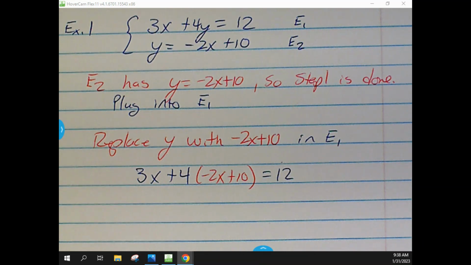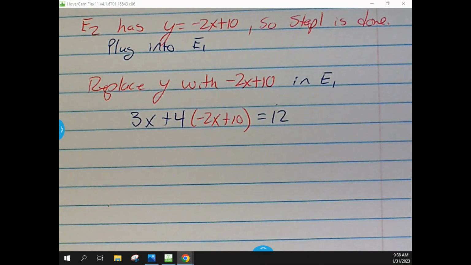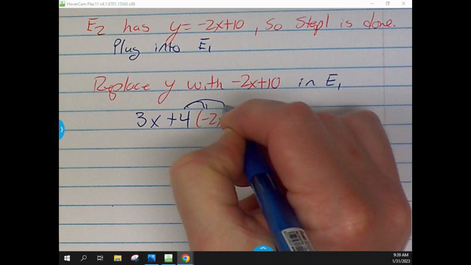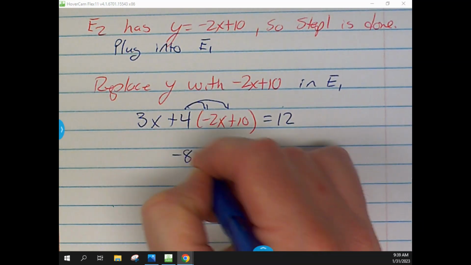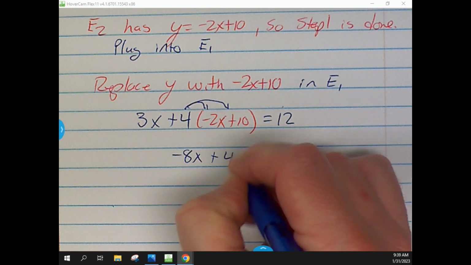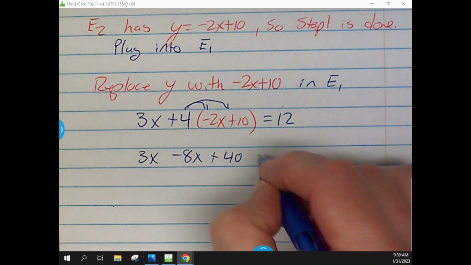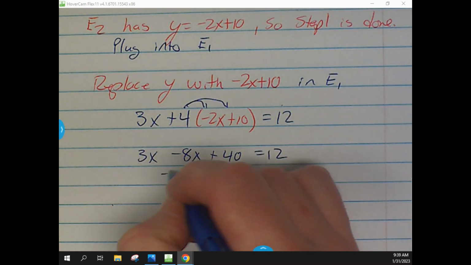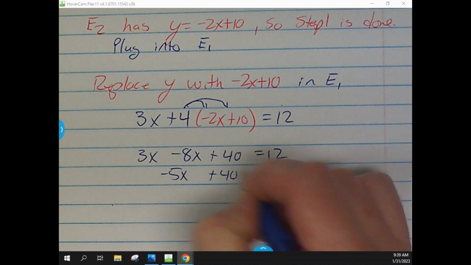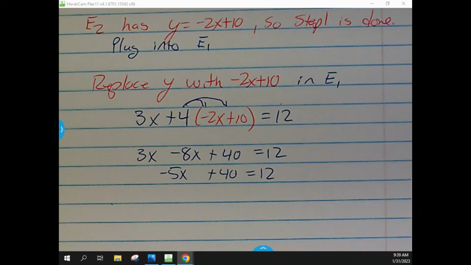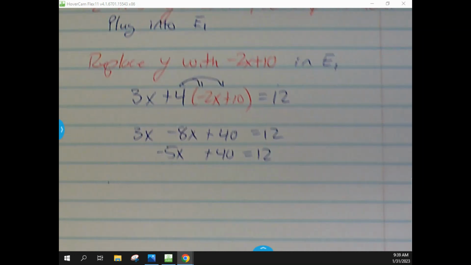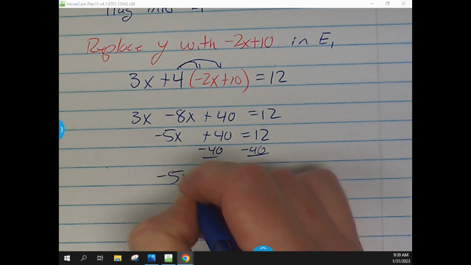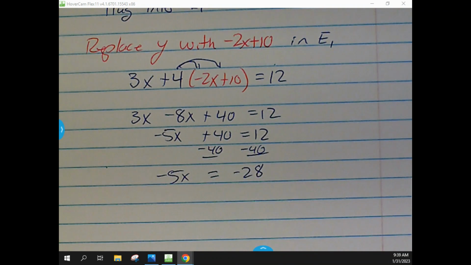Now, for some people, if it's been a year since you've been doing some of your math skills, this is why substitution is not always the best, because now you got to go back and do distributive property with 4. So now we got 4 times negative 2x for negative 8x, 4 times 10 for 40, and you've got your 3x there. And now you got to combine some like terms, because you got 3x minus 8x, which is negative 5x, plus 40 equals 12. And then we're going to subtract 40 from both sides. We get negative 5x equals negative 28.